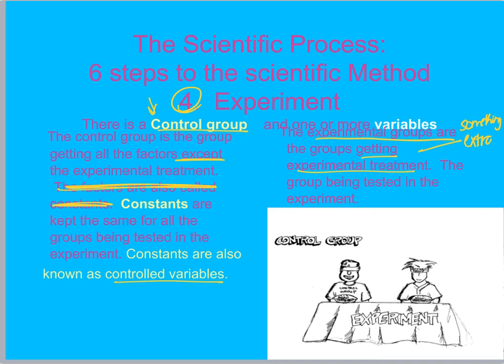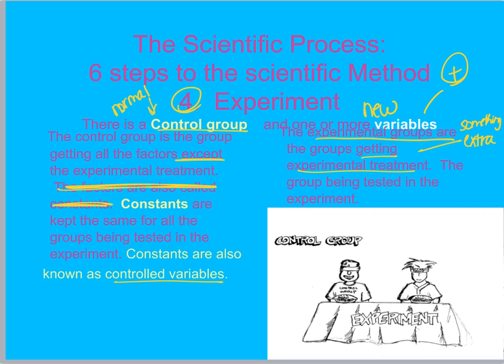So the experimental group gets something extra, or you add something to it. This is your group being tested. Now, we know what's going to happen with a control group usually, but we need to compare what's normal, the control group, with what's new, the experimental group.